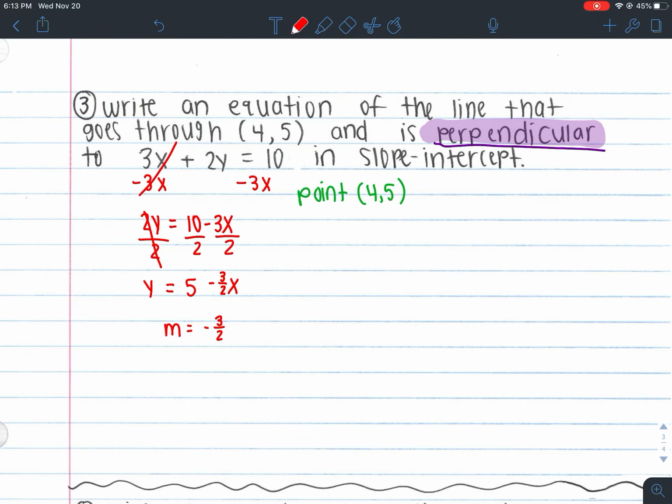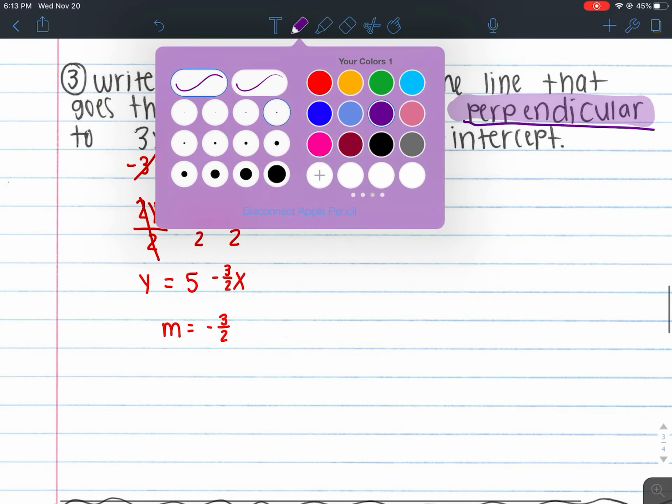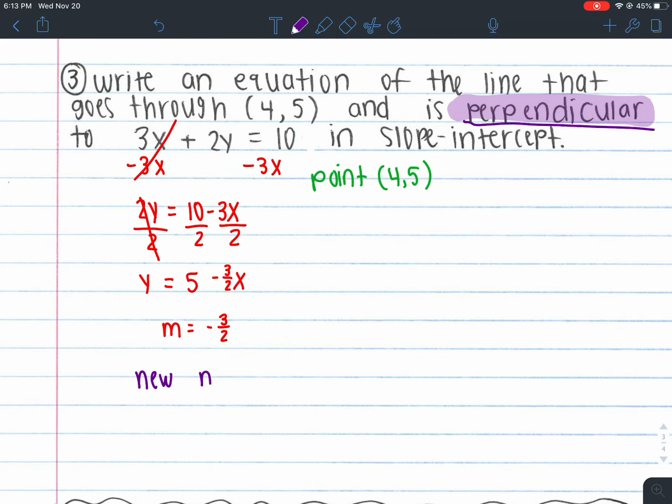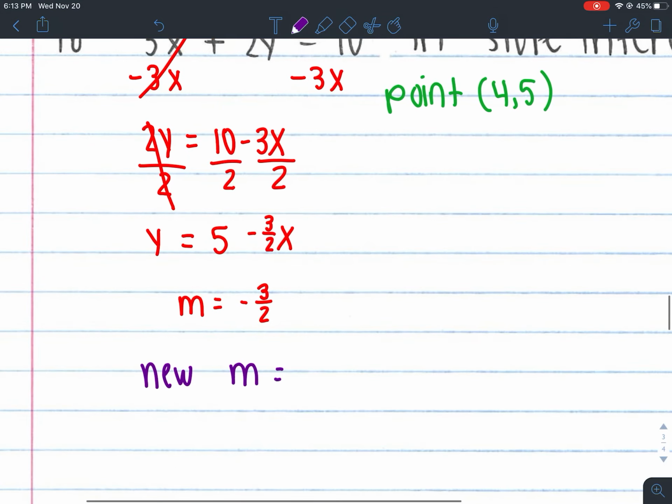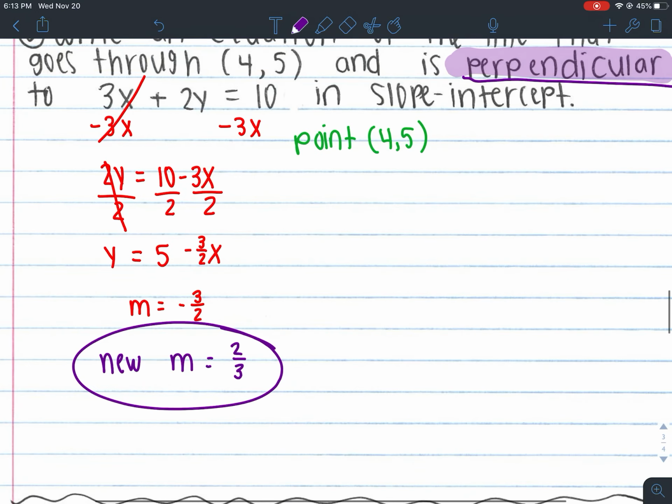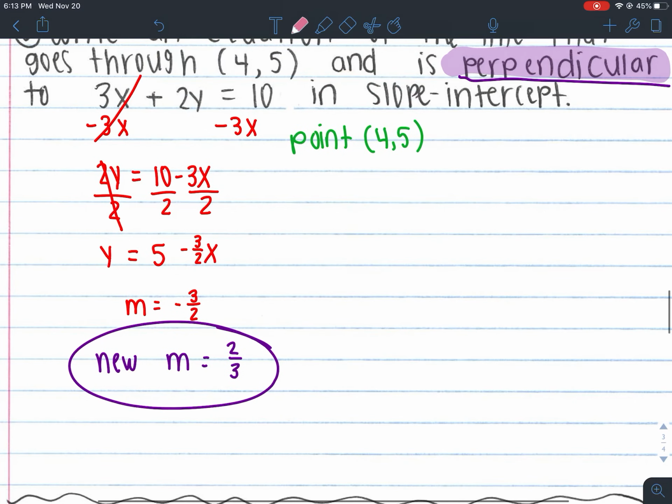If I wanted to create a parallel line, I would use negative 3 over 2. But because I want to make a perpendicular line, I have a new slope. I'm going to use the opposite reciprocal. Since I have negative 3 over 2, the opposite reciprocal will be positive 2 over 3. This is my new slope. So now I'm going to start in point-slope form again.